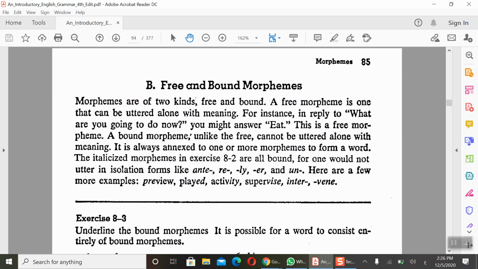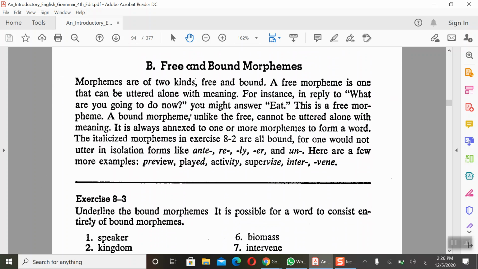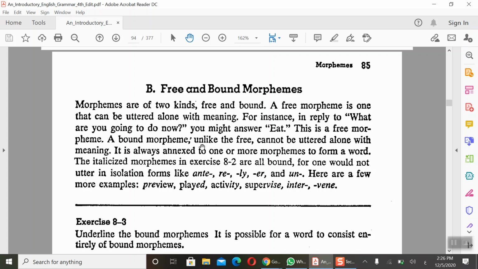Yes, so I will only explain free and bound morphemes. These are two kinds. We have types and we have classification of morphemes. We have much more detail about morphemes. Here we have two kinds of morpheme, two types: free, from its name, free, and bound morpheme. What is the difference between free and bound morpheme? We have to see the difference between free and bound morpheme.